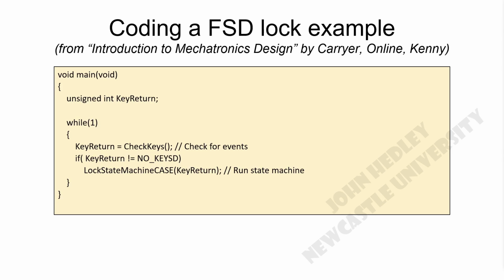For our digital combination lock example, the program code will look something like this. Note: I am not wanting you to concentrate on the specifics of the code. For example, what is the check keys function? I want you to concentrate on the program structure and the principles of coding this way.